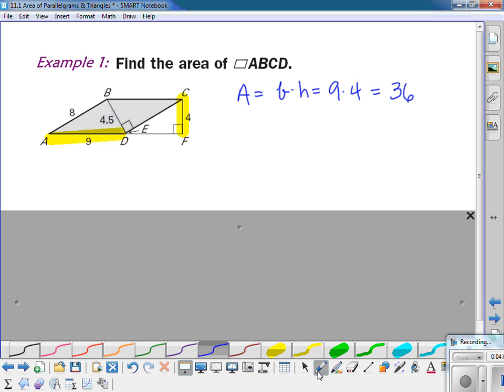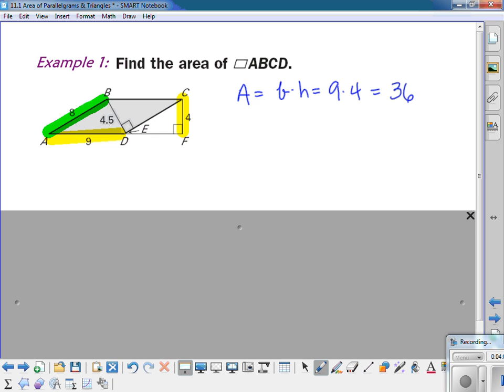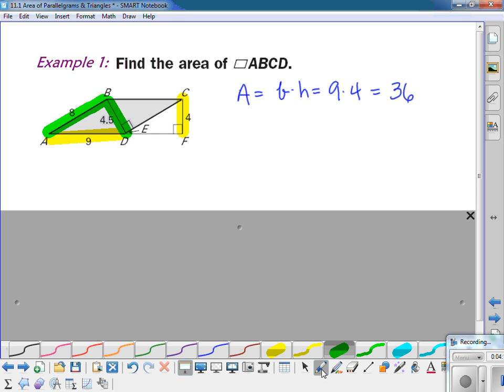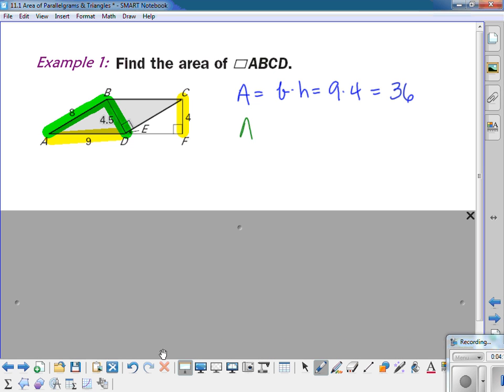But we also had another option. If I use the side as the base instead of the bottom, this is perpendicular to it, and so I could have also found it using those two. In that case, 8 times 4.5, and it still comes out to 36. So it doesn't matter which one you use, as long as you always look for your perpendicular height and base. They have to be perpendicular to each other. You don't want to get that mixed up.